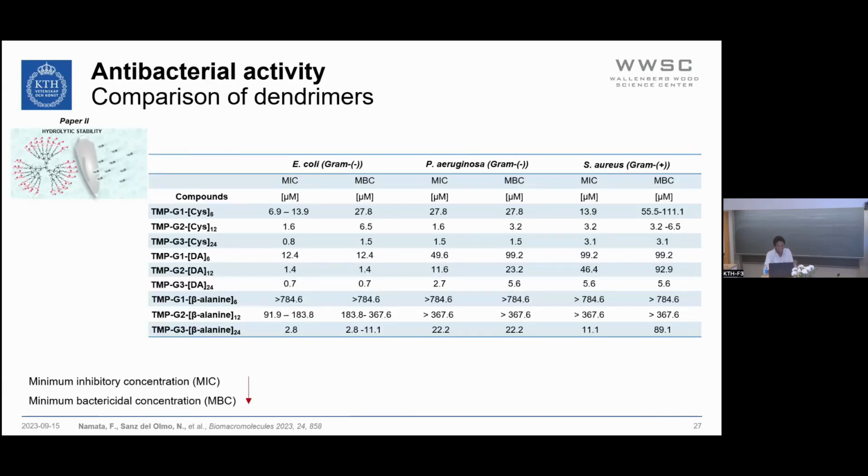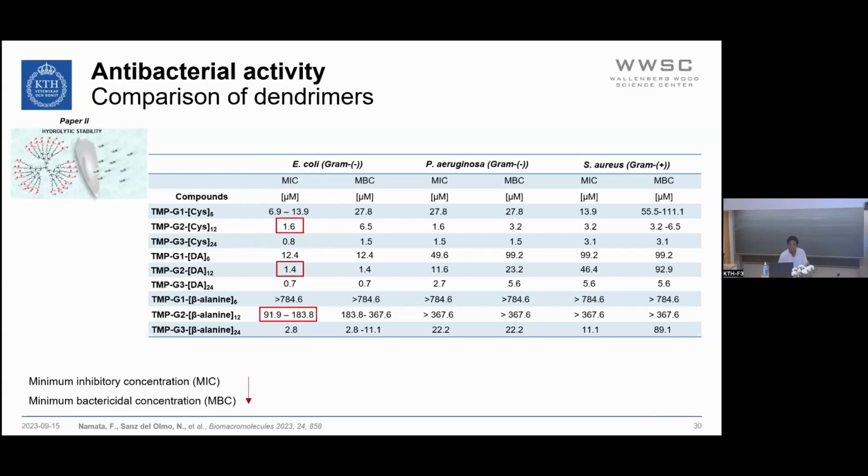Yes, this is a busy table, but all I want to highlight is the trends that we saw. We saw a higher activity against gram-negative bacteria than gram-positive bacteria. But overall, we had activity in all the families for most of the generations. We also saw that when you increase the dendrimer generation, you do increase the activity.